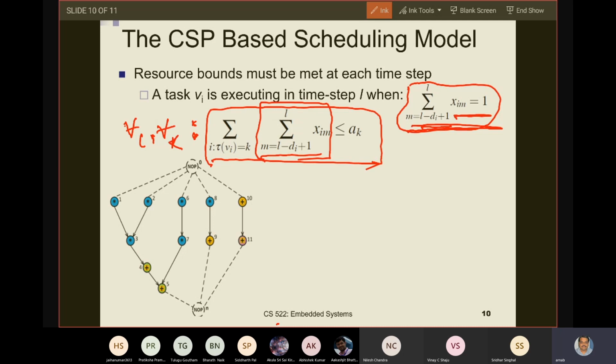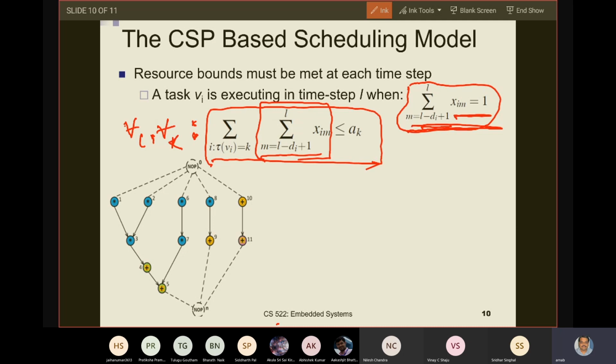You know when a task starts? If the corresponding xim variable equals 1, so xi8 equals 1 or xi9 equals 1 or xi10 equals 1. M is the start, but L is not the end. L is the time step which we are checking, and M is the start. So now you have understood the second summation on the LHS.